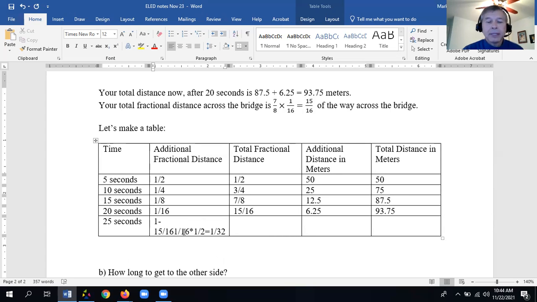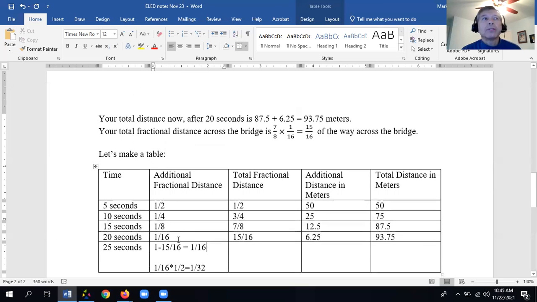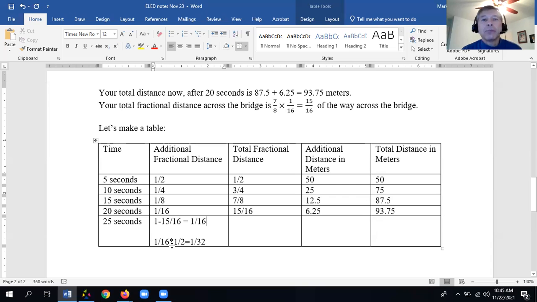Here, I'll do this. Let me hit enter so you can see it. So 1 minus 15/16 gave me the 1/16 remaining. And we always walk halfway across the bridge. That's what the original problem said, halfway across the remaining part of that bridge. And half of that 1/16 is 1/32. So now you're just traveling 1/32 across the bridge. Okay, that's where these came from.